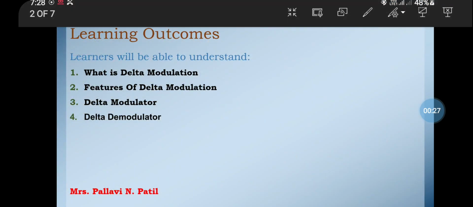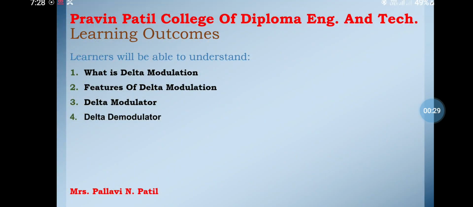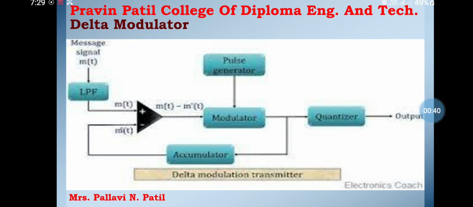The learner will be able to understand what delta modulation is, the features of delta modulation, the delta modulator and the delta demodulator. Let's see first what delta modulation is. In PCM, the transmission channel bandwidth is quite large, since it transmits all the bits which are used to code the sample. To overcome this problem, delta modulation is used.